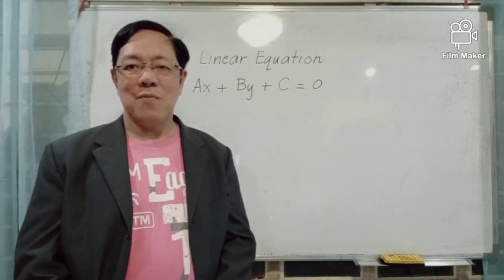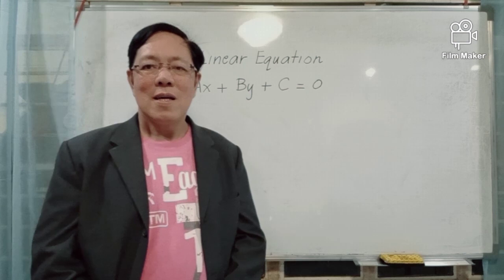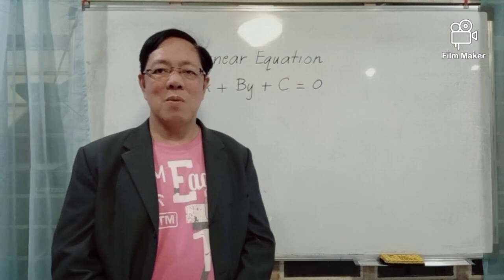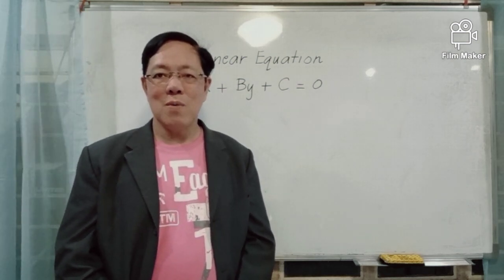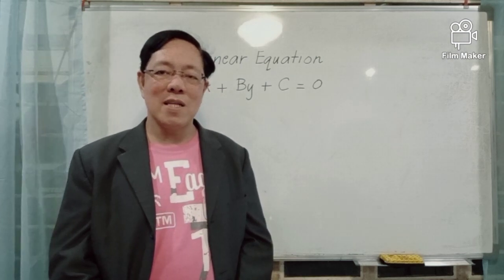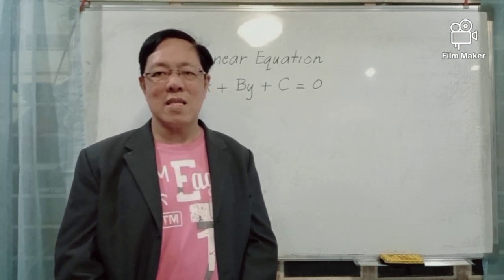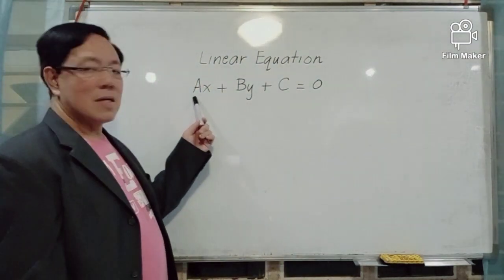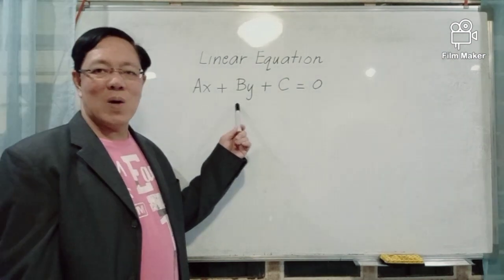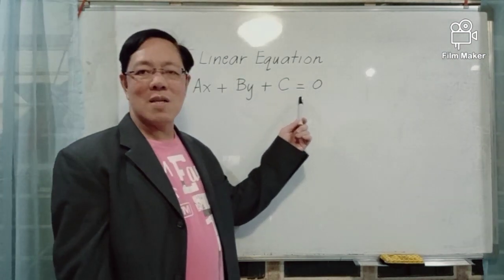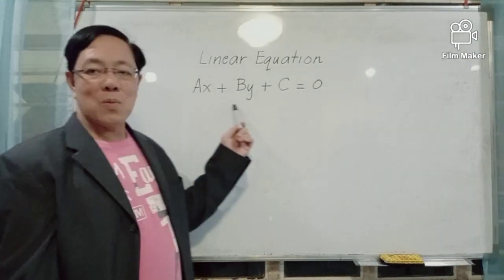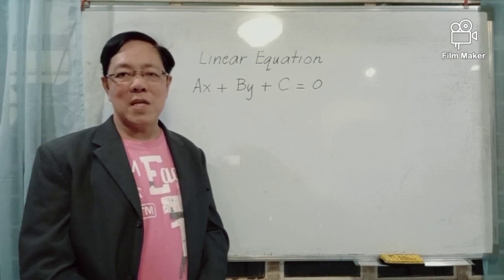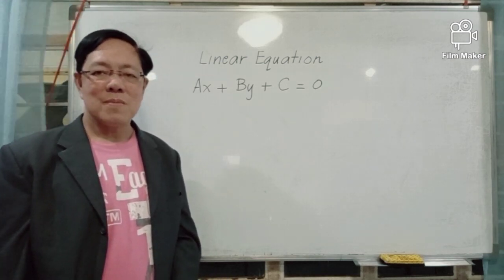For today, we will take up the graph of linear equations in 1 and 2 variables. We will sketch the graph of a straight line whose equation is given by a linear equation in 1 or 2 variables. The general form or standard form of a linear equation in 2 variables x and y is given by the following equation: ax plus by plus c equals 0. This equation is the general form or standard form of a linear equation in 2 variables.